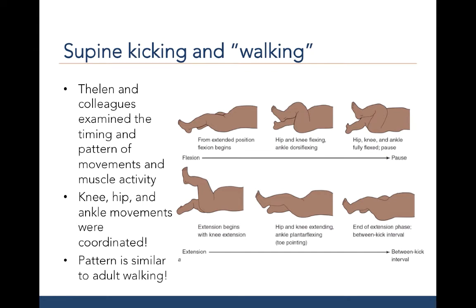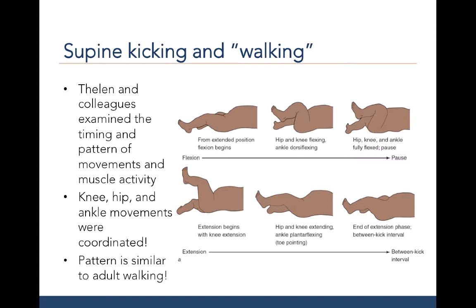Now let's take a closer look at one type of spontaneous movements, supine kicking or walking. When an infant is placed on his or her back, the infant will spontaneously thrust his or her legs. This is called supine kicking. Esther Thelen and colleagues in a series of studies examined the timing and pattern of muscle activity and coordination for supine kicking in infancy. They found that the infants exhibited coordinated patterns of movement at the hip, knee, and ankle, and that spontaneous supine kicking was not actually random movements, but were well synchronized and patterned.